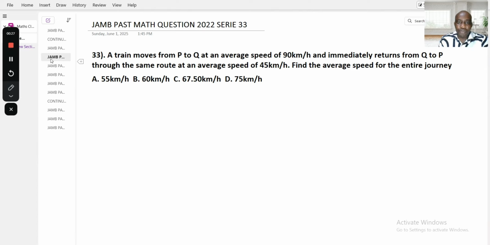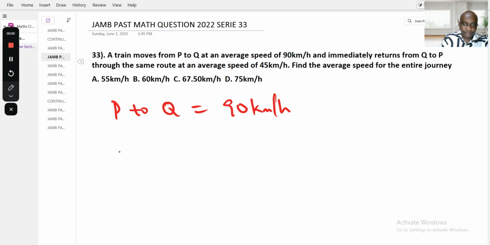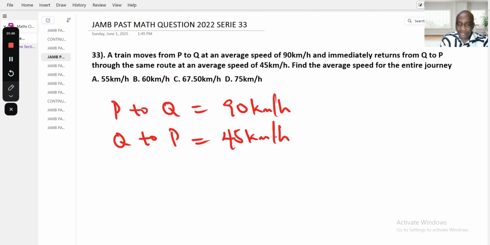A train moves from P to Q at an average speed of 90 kilometers per hour and immediately returns from Q to P through the same route at an average speed of 45 kilometers per hour. Find the average speed for the entire journey. The first journey, P to Q, is what? 90 kilometers per hour. Now from Q back to P, the speed is what? 45 kilometers per hour.